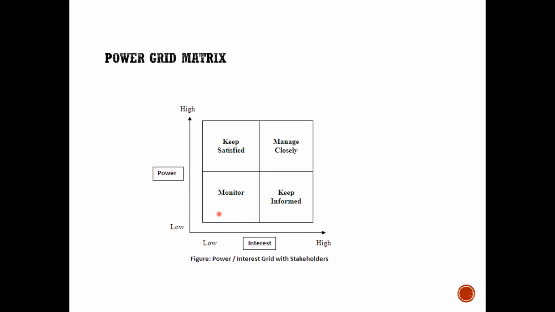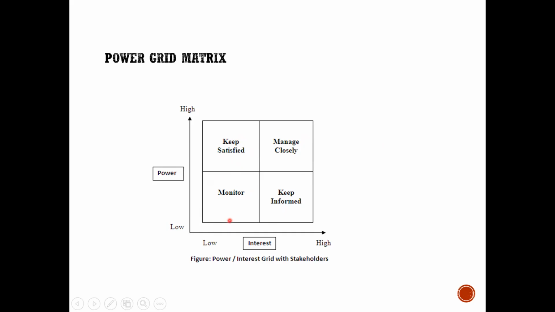For example, low power, low interest can be this category. Low power, high interest can be this category. High power, high interest can be this category. And high power, low interest can be this category. Keep satisfied. Now, how to deal with different quadrants? For example, for you, the least important might be low power, low interest.